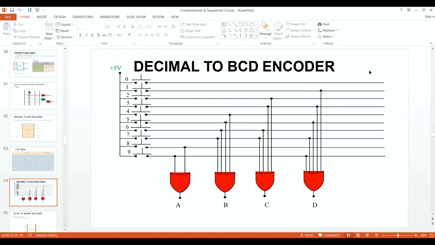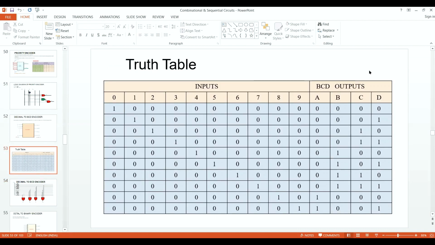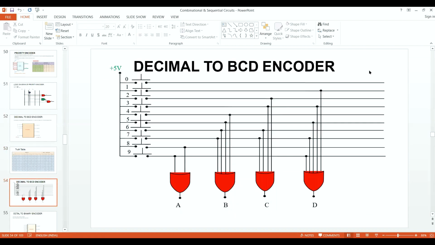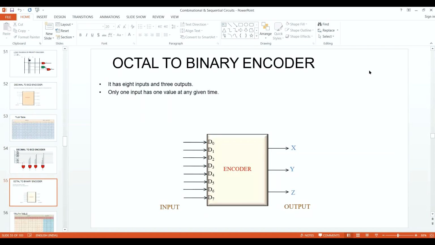So when I talk about the decimal to BCD encoder, the concept is already given that whenever the zero is one, all the outputs are zero. Whenever the one is given, then only D is on. So automatically you can design this circuit for the same.